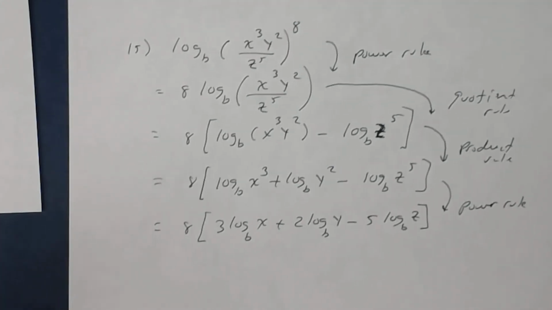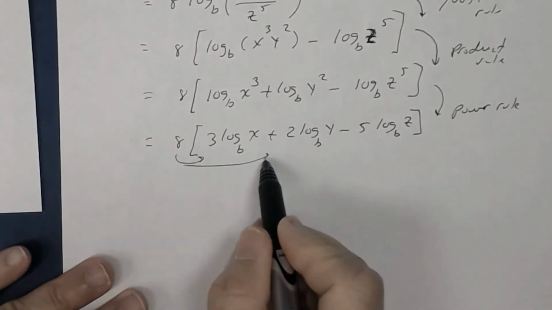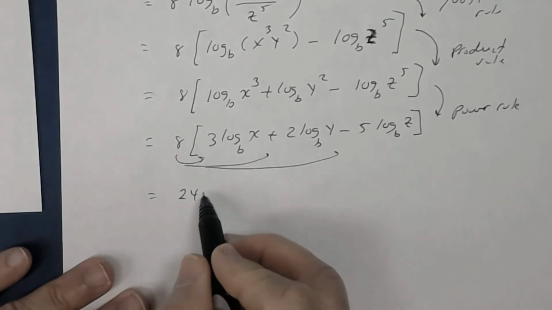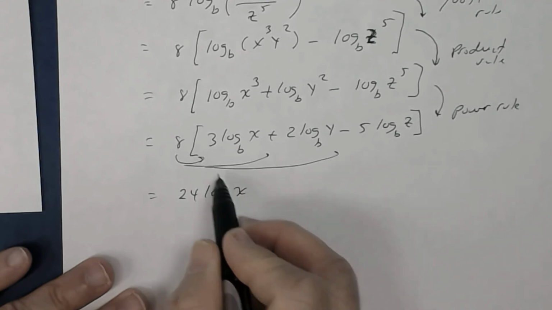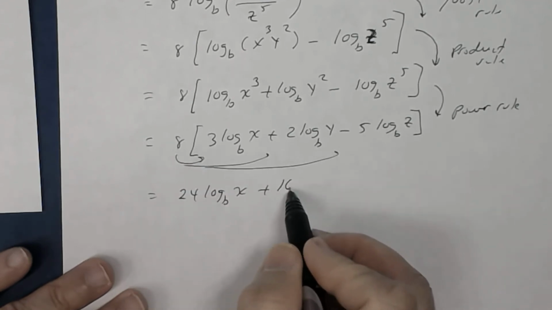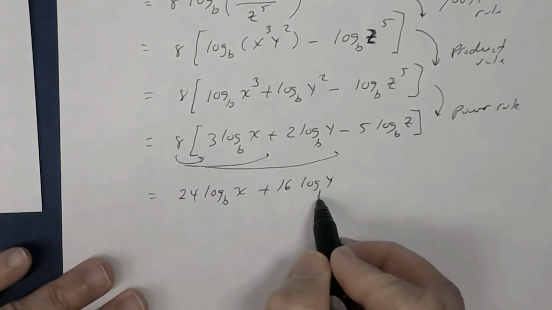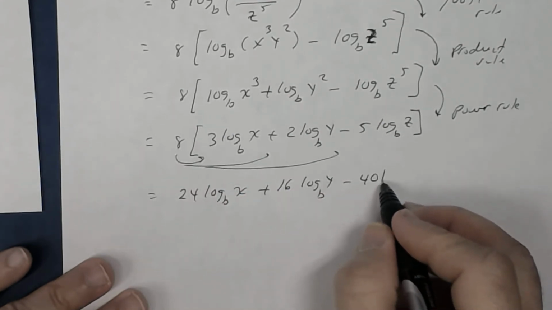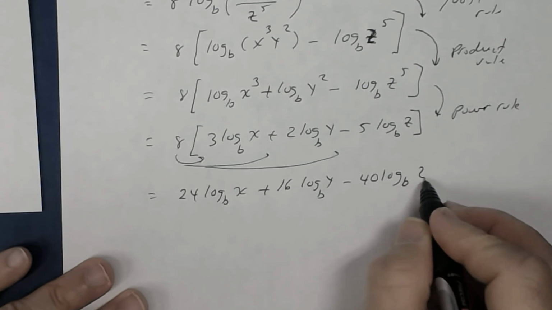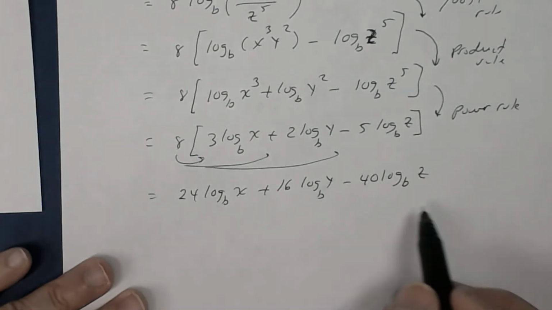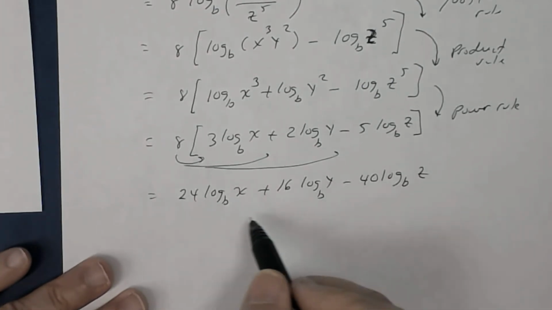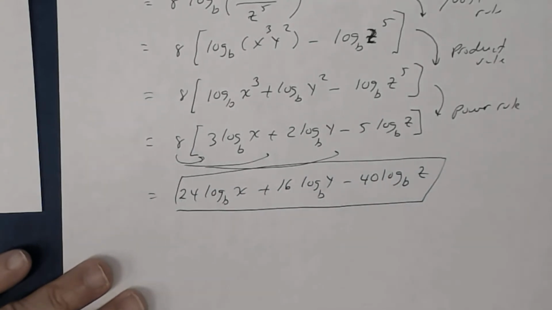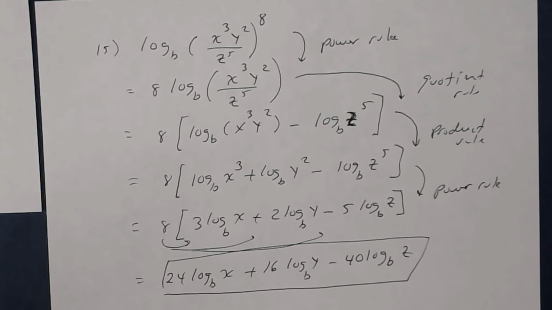And now I can distribute. So I get 8 times 3 is 24. 8 times 2 is 16. And then 8 times 5 is 40, so negative 40. Since all the arguments are variable expressions, I'm going to leave that alone. Cannot simplify, cannot evaluate, so I'm done. All right, so that was number 15.